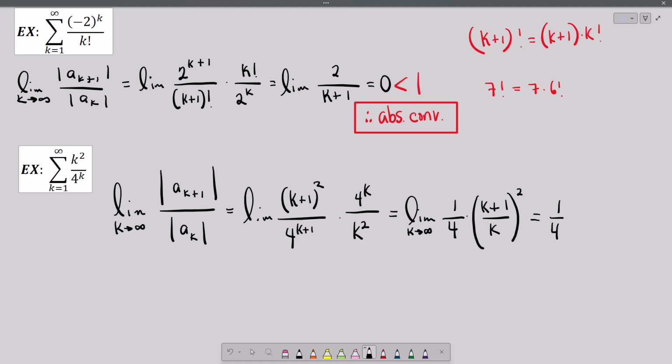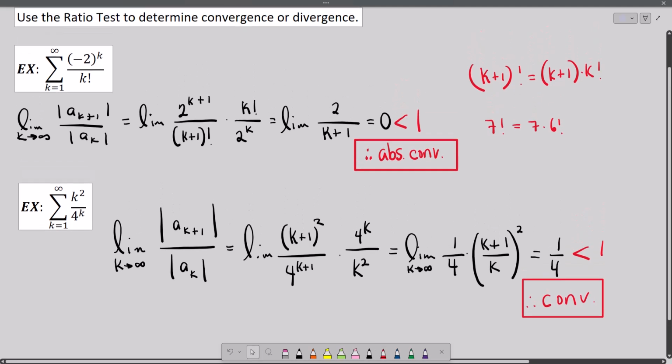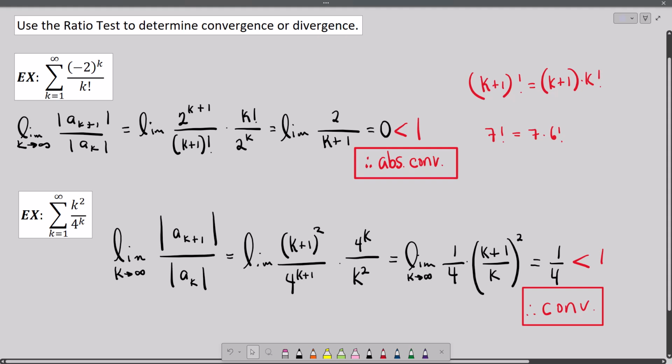And then we compare that to 1. That's less than 1, therefore converge. Now you could say absolute convergence, but that's kind of meaningless if everything's positive already. If everything's positive already, convergence and absolute convergence mean the same thing. So that's not too bad.